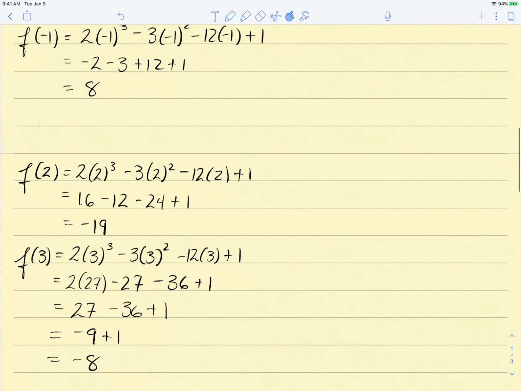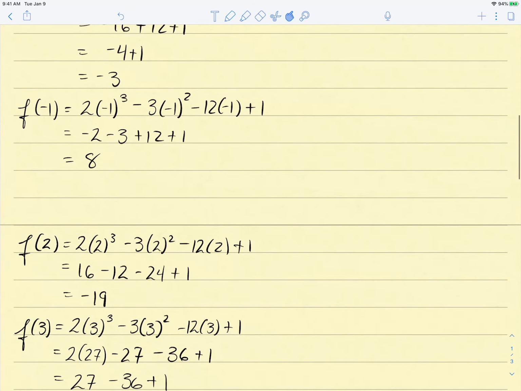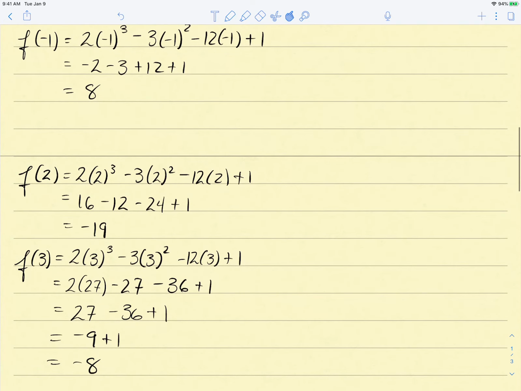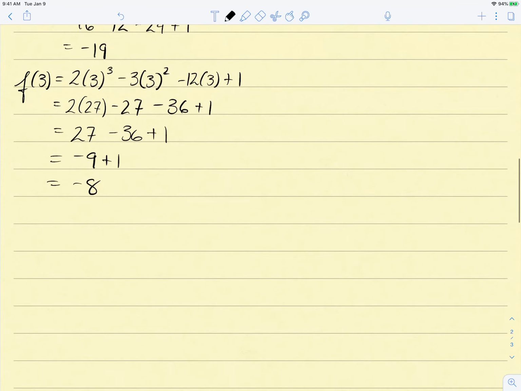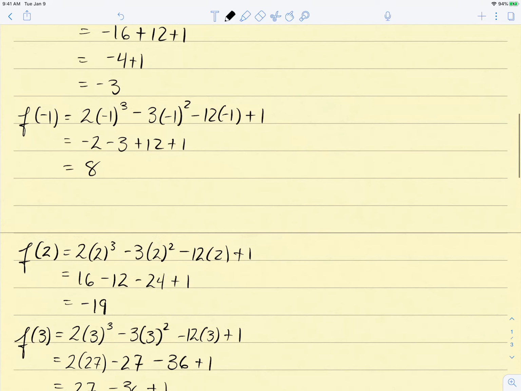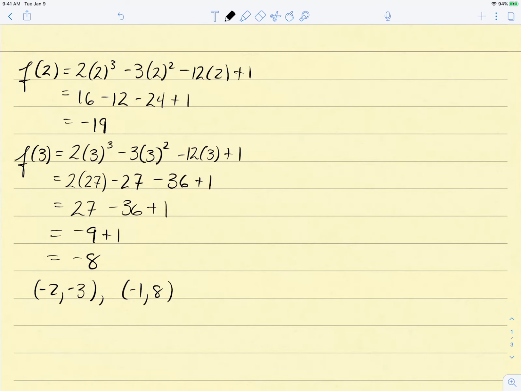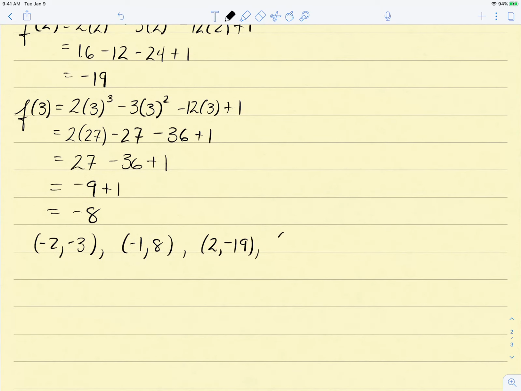So going back over the 4 values that we have, we can see which one is our big one. So the biggest one that we have is going to be this 8 here. And our smallest value is negative 19. Right? So let's just record all of those things so we can see them all at once. So when x is negative 2, my function value f of negative 2 is negative 3. When x is minus 1, my function value is positive 8. We have when x is 2, f is negative 19. And finally, when x is 3, f of 3 is negative 8.